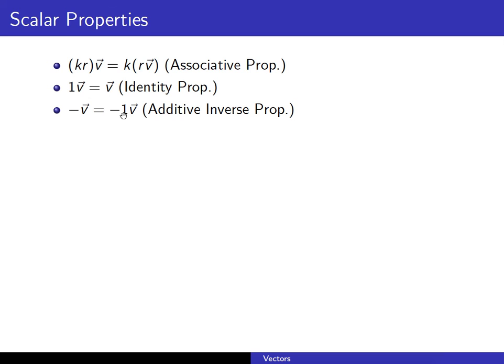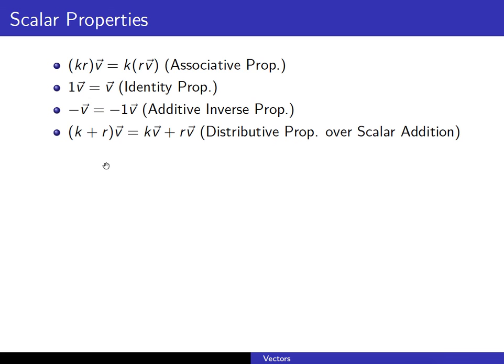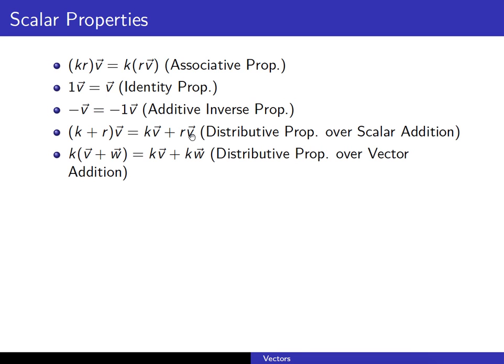Negative v is -1 times v, and we saw what happened visually, how it turned the vector around the other direction. k plus r, again, these are real numbers here. We can almost distribute our vector over these scalars, so k times vector v plus r times vector v. We can also, if we have two vectors added together and we multiply that result by a scalar, it's going to give us the exact same answer as if we just distribute our scalar to both vectors. So k times vector v plus k times vector w.